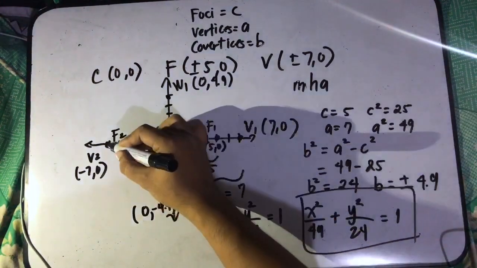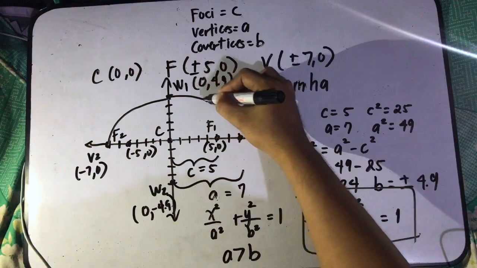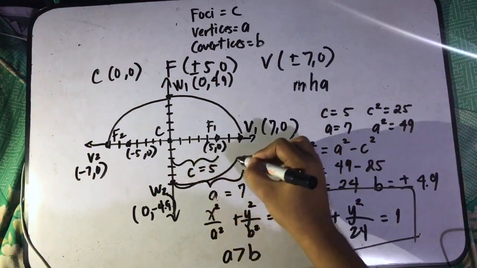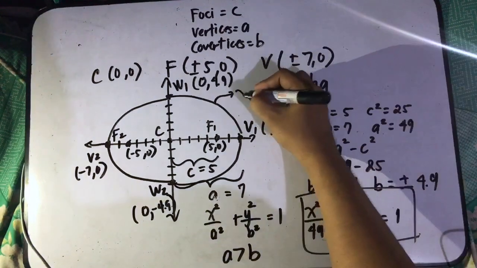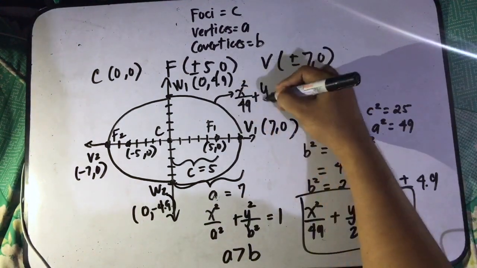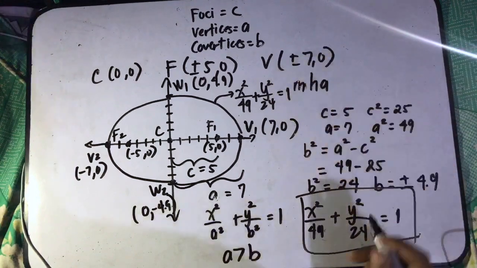So pwede na natin i-graph si ellipse. And this is how it looks like. So this is your ellipse. And the equation now is x squared over 49 plus y squared over 24 is equal to 1.